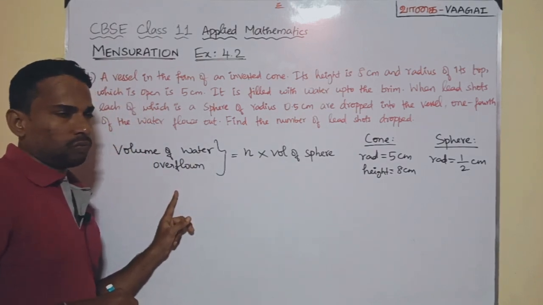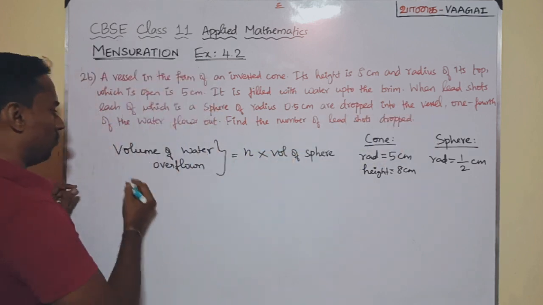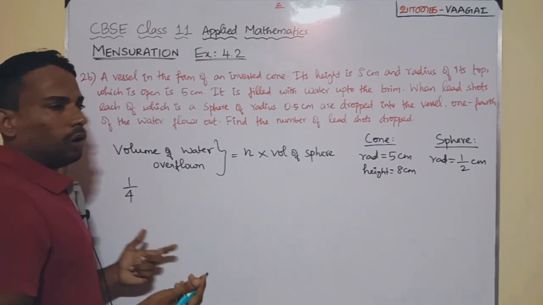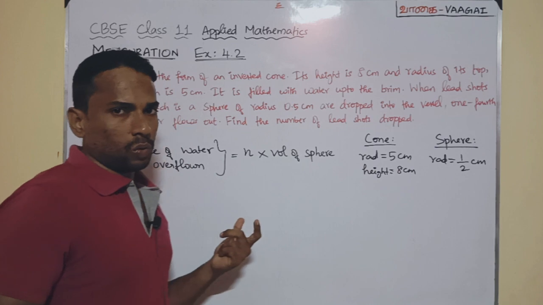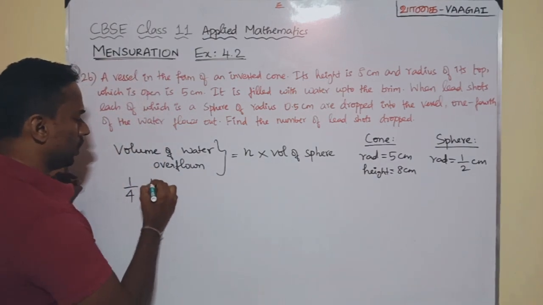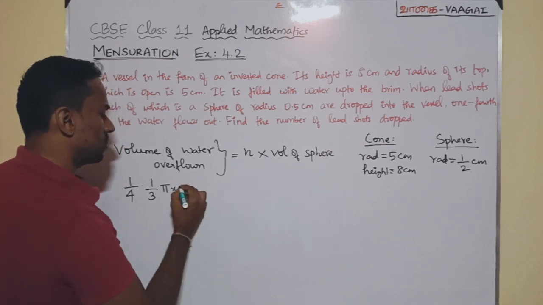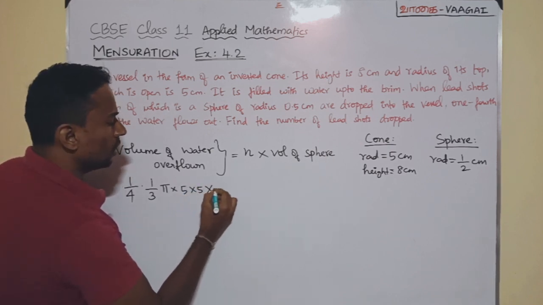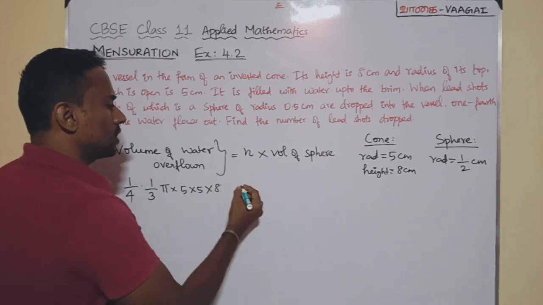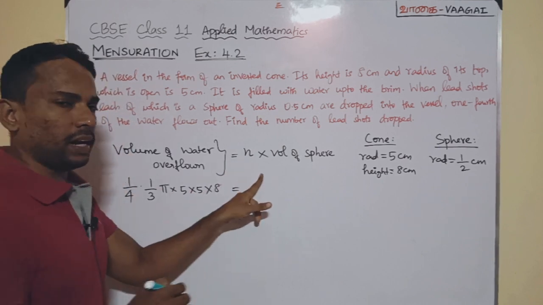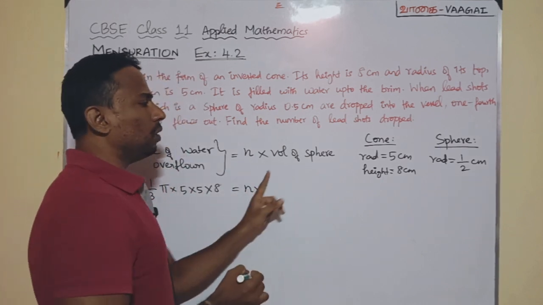Volume of water overflown will be nothing but 1/4 of the volume of the cone. That's it. Volume of the cone formula we all know very well. It is going to be 1/3 into pi into r square h, which means 5 into 5 into 8. Now this is your left hand side. This will be same as right hand side, n into volume of each sphere.